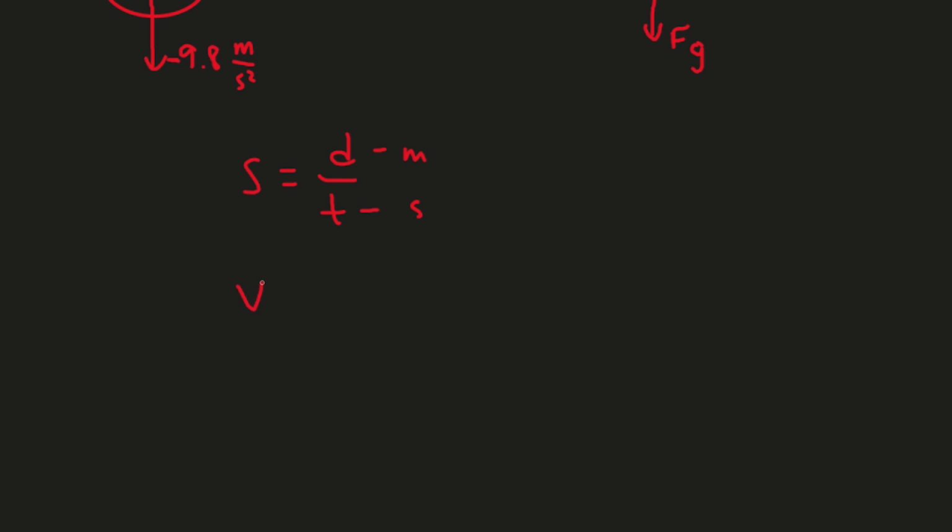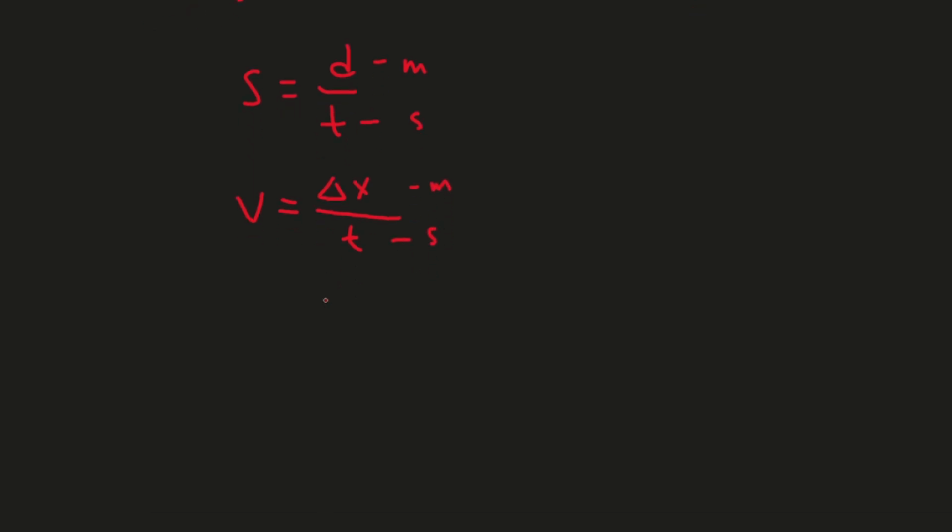Since velocity is just speed, but with a positive or a negative since it has direction, it's also going to be in meters per second. However, in physics, we're not going to say distance, we're going to say change in position. So delta x. Delta is the Greek letter delta, and it stands for change in, and the change in x in this case, over time, just like speed. And this is also going to be in meters per second, since they're the same components.